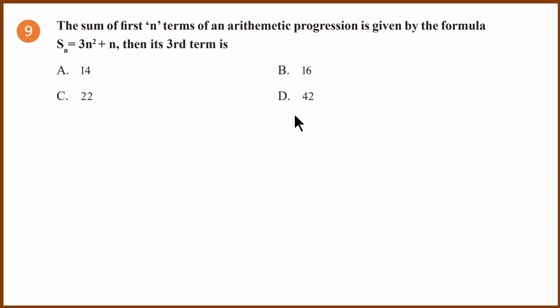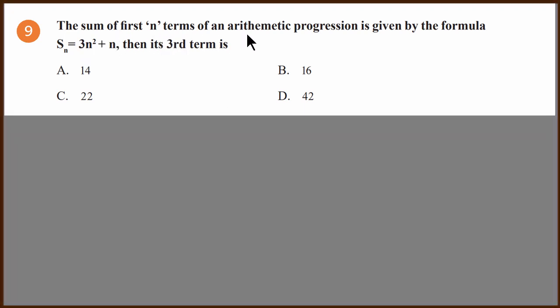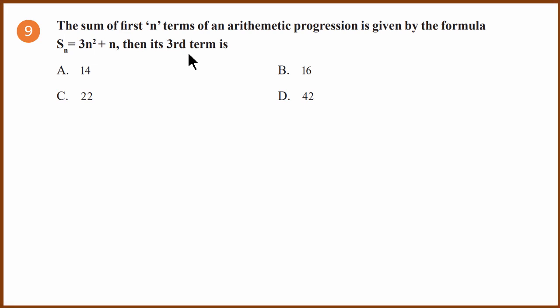Let's look at the next one. Again, arithmetic progression problem. The sum of first n terms of an arithmetic progression is given by a formula S of n, which is equal to 3n square plus n. Then its third term is. So, ಈ ಥರ ಒಂದು sum of n terms formula ಕೊಟ್ಟಿದ್ದಾರೆ, third term ಏನು ಅಂತ ಕೇಳಿದ್ದಾರೆ. ಇದಕ್ಕೆ ನಾವು ಒಂದು ಟ್ರಿಕ್ ಯೂಸ್ ಮಾಡ್ತೀವಿ. We'll use one trick to find out.